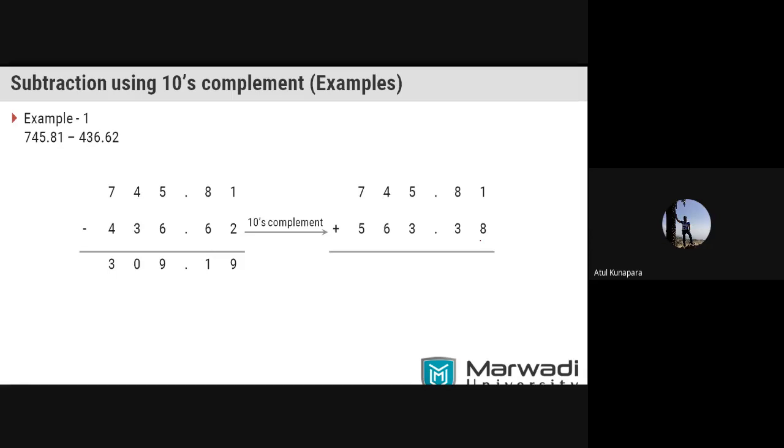Again, the same method: instead of subtracting, you add this 10's complement number to 745.81. When you do the addition, 1 plus 8 is 9, and 8 plus 3 is 11, so 1 will be there and 1 will be a carry. Then 5 plus 1 is 6, and 6 plus 3 is going to be 9. Here one carry will come from 8 plus 3, which is 11, so one carry will come from here to here.